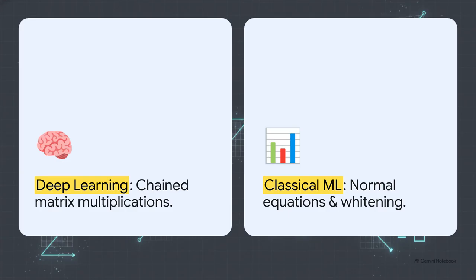On one hand, massive deep learning models, the kind behind today's advanced chatbots, are overwhelmingly relying on chained matrix multiplication, not inverses. But on the other hand, classical machine learning absolutely relies on inverses. Techniques like linear regression use something called normal equations, which require inverting a matrix to find the best fitting line. Also, covariance matrices get inverted during pre-processing techniques like whitening, which decorrelates data features. Plus, anytime an engineer asks if a model preserves information or collapses it, they are quietly asking an invertibility question.